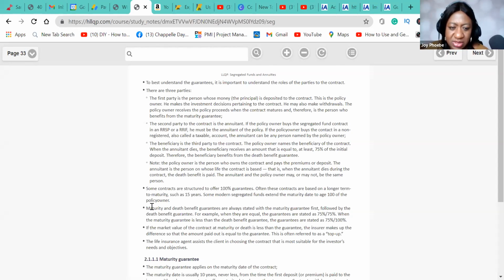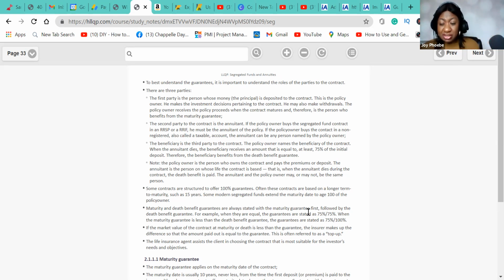Okay, so when we see 75, that's what this is trying to explain to us. It says maturity and death benefit guarantees are always stated with the maturity guarantee first, followed by the death benefit guarantee. So just look at it this way: the chance of your investment maturing is higher. That is, fewer people die while their contract is still running than reach maturity. In other words, if you have 100 policies, most of them reach maturity, compared to people who die while their policy is still running.